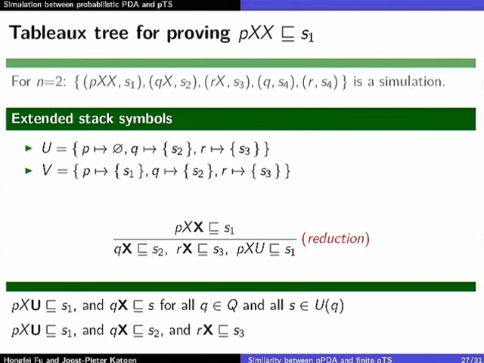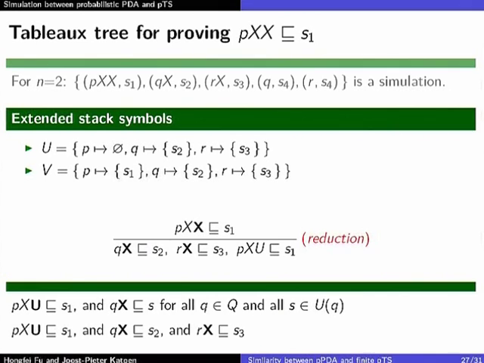Well, you know that Pxu is being simulated by S1. Let's assume that this is the case. Then you have to check that for every S in Uq, so in the function, the stack symbol that maps this control state to the set of states in the transition system, that this relation holds. If you check this for P, well, then it's easy because P is mapped onto the empty set, so I don't have to check anything.